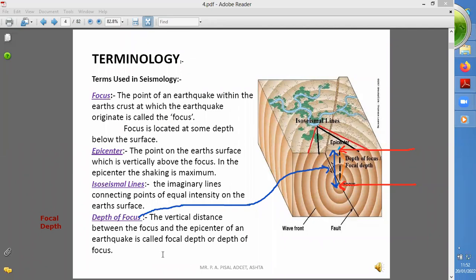So these are the four important terms which are very, very important from the earthquake point of view. In that, first is the focus. Always remember that focus is the point which is present inside the earth. Epicenter is the point which is present exactly vertically above the focus. The vertical distance between epicenter and focus is considered as a focal depth or depth of focus. And isoseismal lines means the imaginary line which joins points of equal intensities. Those lines are considered as isoseismal lines.